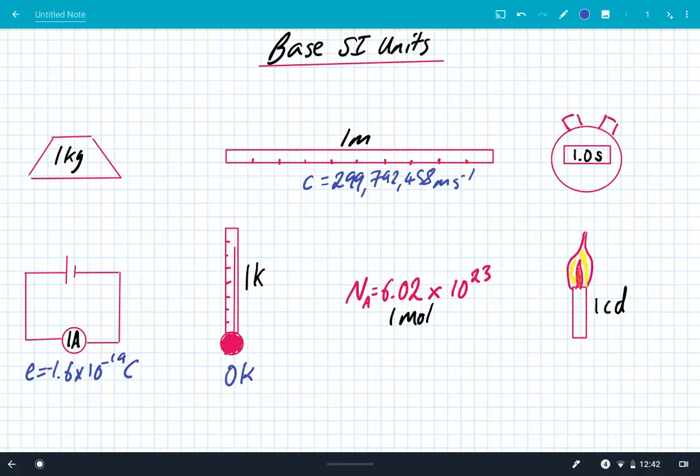Hey, what's up guys? So today we're going to look at base SI units. SI stands for System International, and it's the standard units that we use across the world as physicists.